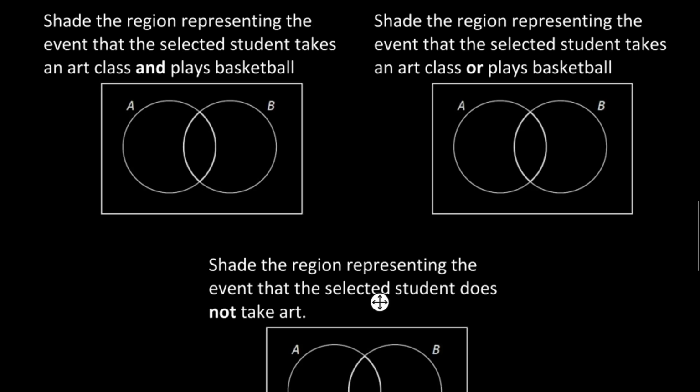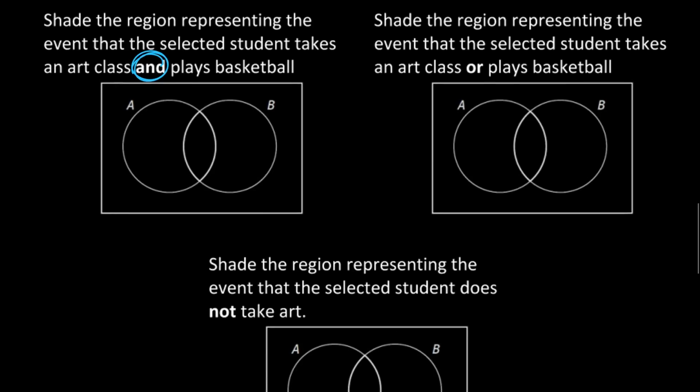It wants us to shade the region representing the event that the selected student takes an art class and plays basketball. So what do you think the keyword there is? And. Perfect. What section of this Venn diagram do you think this represents? Where they intersect. And actually, in probability, another word for and is the intersection.